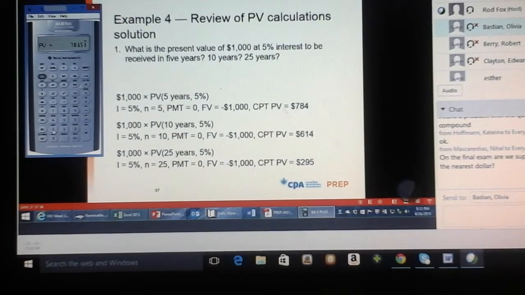So I wonder if I go 10n, and I have all the information in our calculator, so compute PV. Yeah, that works.